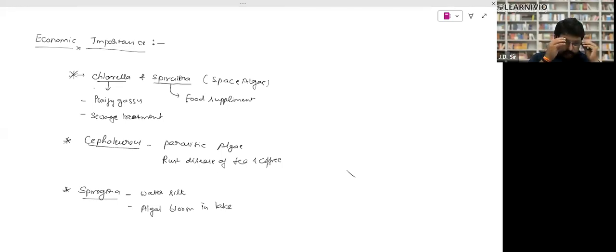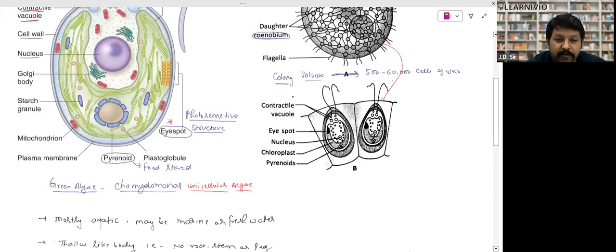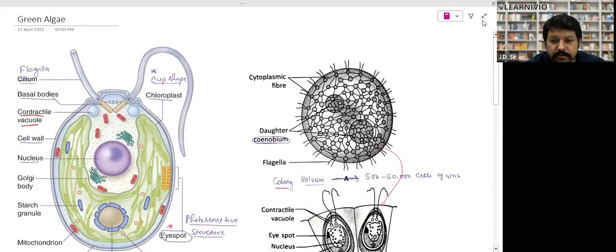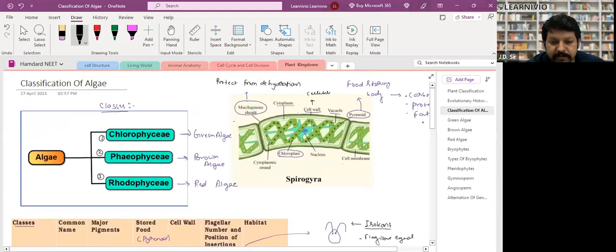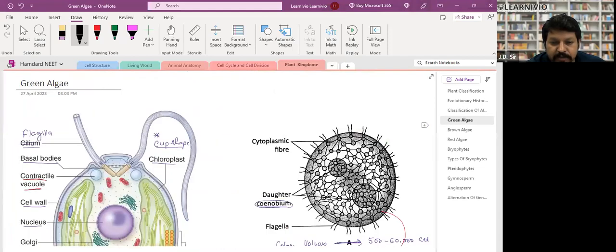Then there is one more algae, Spirogyra. The algae which I have shown you over here, this one. I have already told you, not this one. Basically, in the classification part, this algae. So this algae, I told you, this is a Spirogyra, right? I'm talking about the same algae.